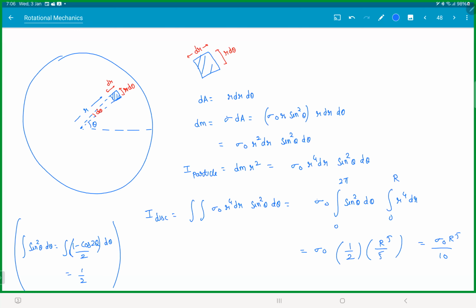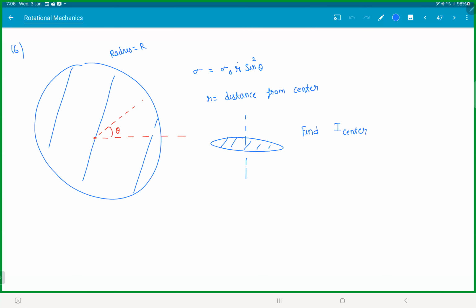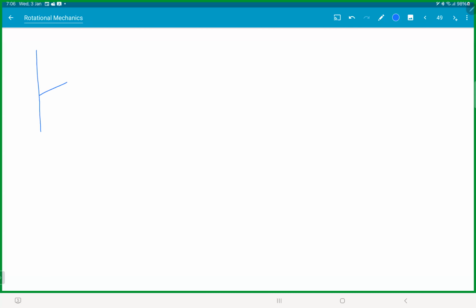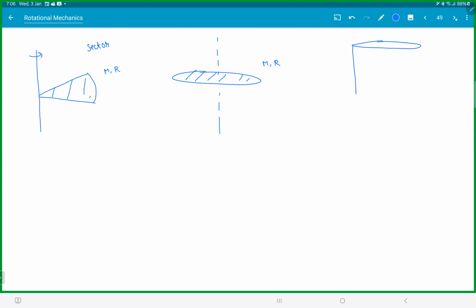Let's see now. Basically on this disk, if you take a sector of mass m, radius r, you take a disk of mass m, radius r, you take a solid cylinder of mass m and radius r. For all of them, the moment of inertia will be mr square by 2.